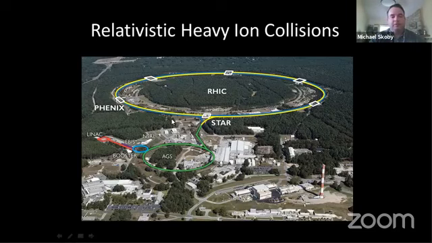You'll notice between the two experiments, there's this blue ring on the outside, and the yellow pipe is on the inside. However, after they cross at Star, for example, the yellow pipe is now on the outside and the blue one is on the inside. And this happens all the way around the ring because they are crossing at these six different intersection points.